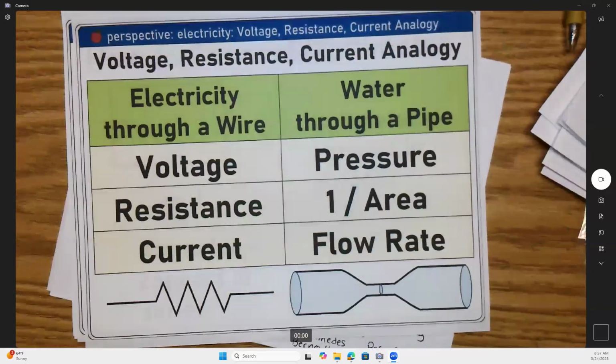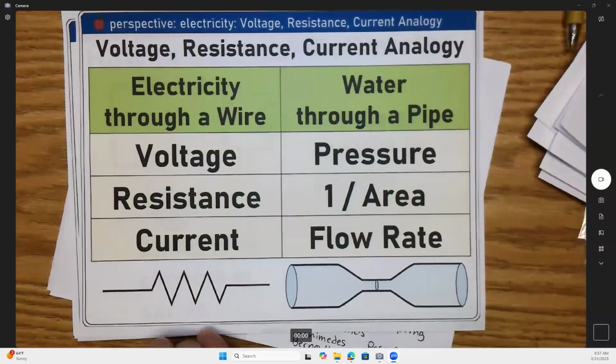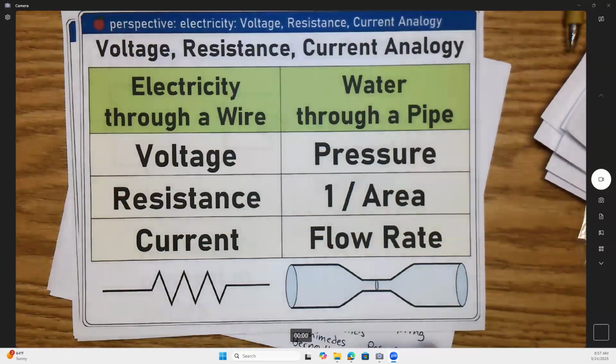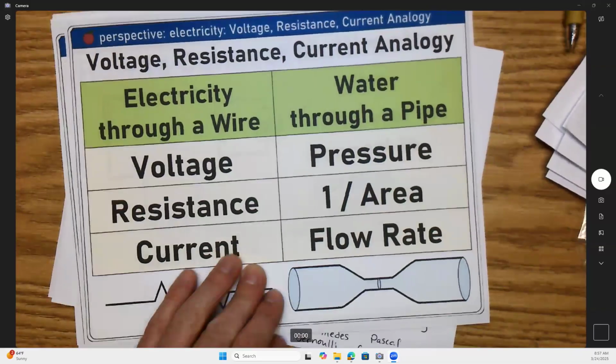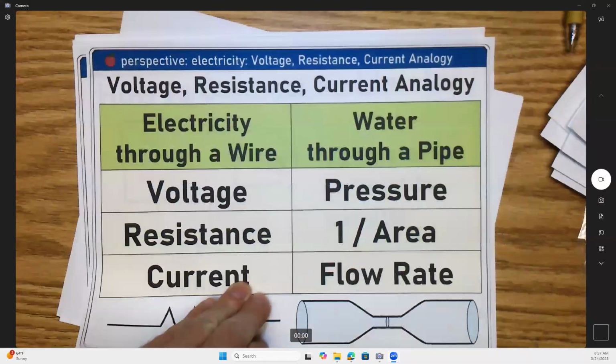Here's the Ohm's law analogy. Electricity flowing through a wire is kind of like water flowing through a pipe. Make this analogy.